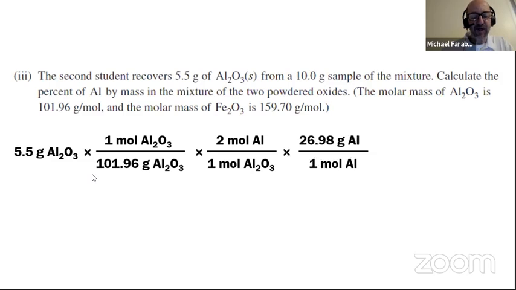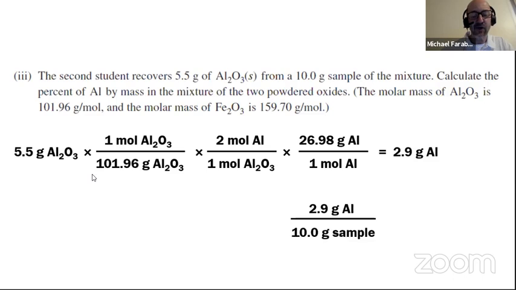Then we have to go back to grams using the periodic table and the molar mass of aluminum. If we do this math, 5.5 divided by 101.96 times 2 times 26.98, we get our grams of aluminum. I'm going to round this off to 2 sig figs, and I get 2.9 grams of aluminum, and that was present in a 10-gram sample. So when I do times 100, I get 2.9 divided by 10 times 100. That's about 29% aluminum by mass.